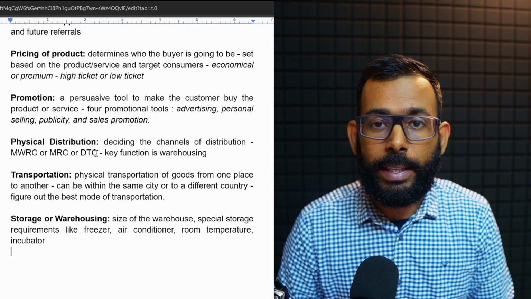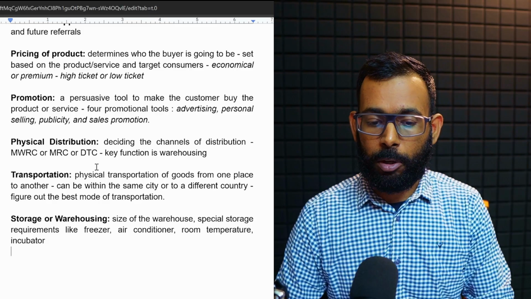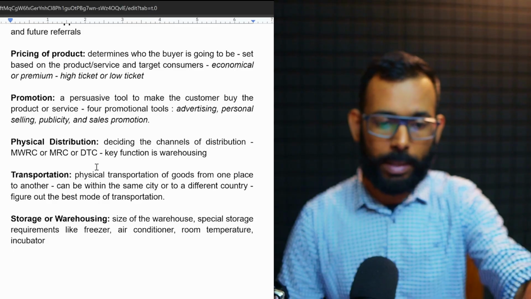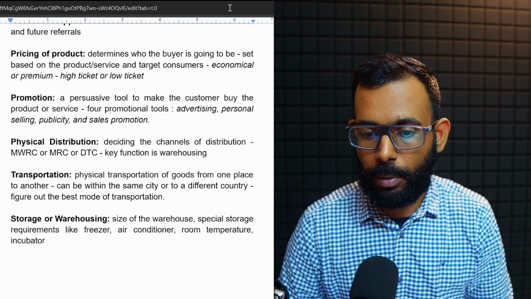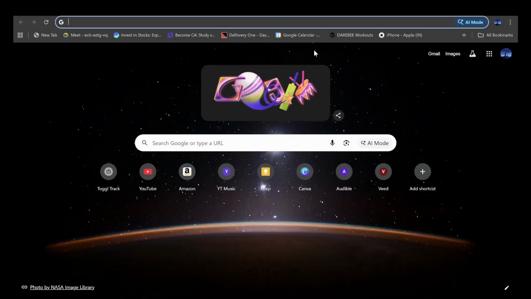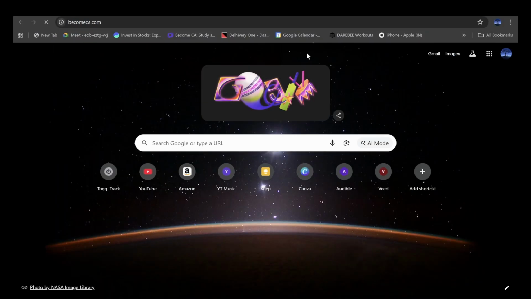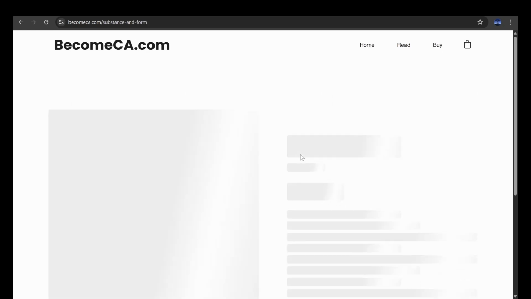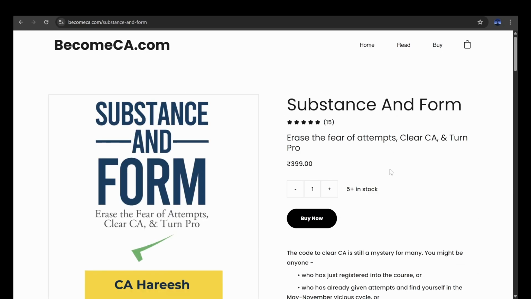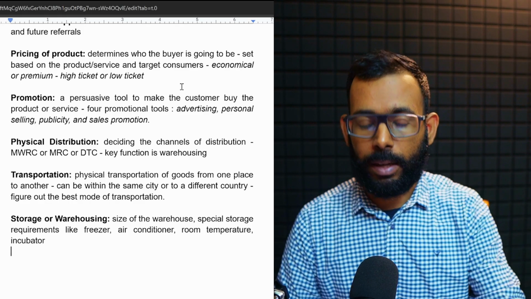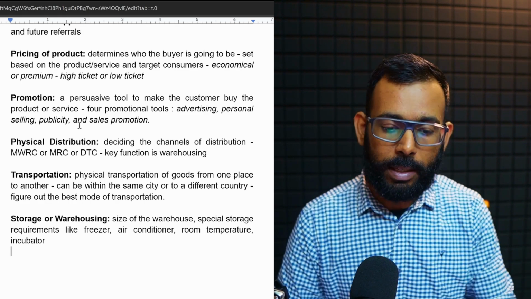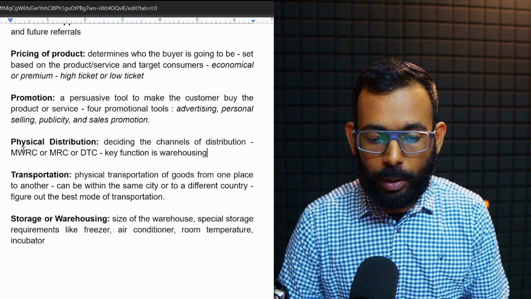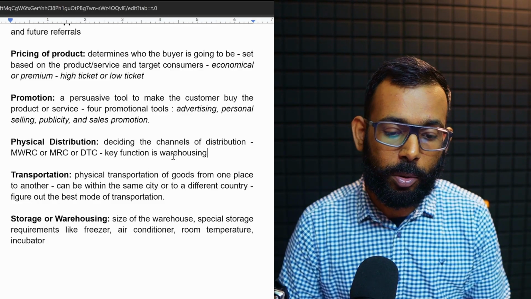Then you have this DTC, direct to consumer. Direct to consumer is where you know the manufacturer yourself. You go to their website, place an order, and they directly sell it to you. So for example, I have this website becomeca.com. I sell my books Substance and Form. So my students and everyone, they come to my website, place an order, I get the order information, and I directly sell it to the customer. So that is direct to consumer. So the key function is warehousing. You can choose any channel, but the key function is going to be warehousing.